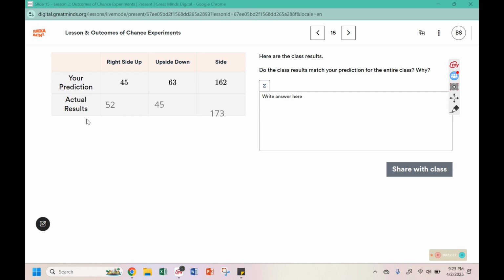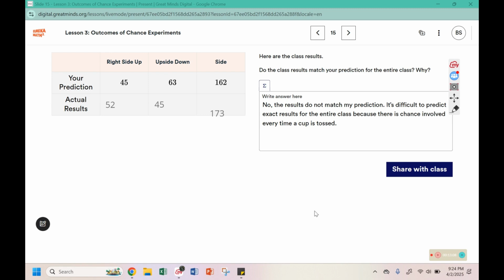Let's imagine our numbers came out something like this. It says, do the class results match your prediction for the entire class? And why? Well, my prediction was 45 and the actual results was 52. So no, my results do not match the prediction, and the reason is because this is a chance experiment. It's not going to come out perfectly based on one experiment, but our numbers are pretty close.